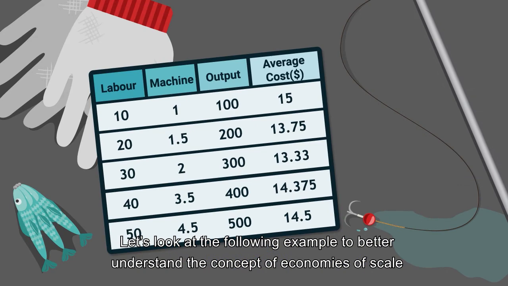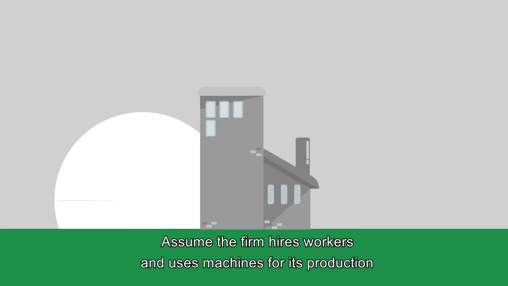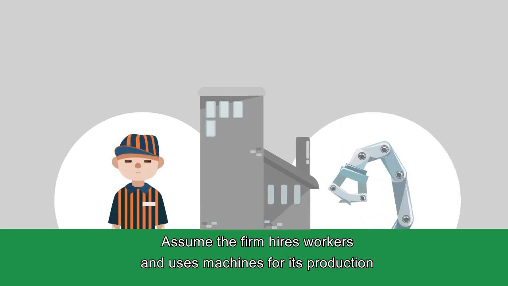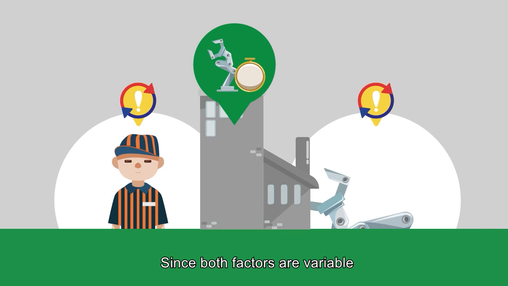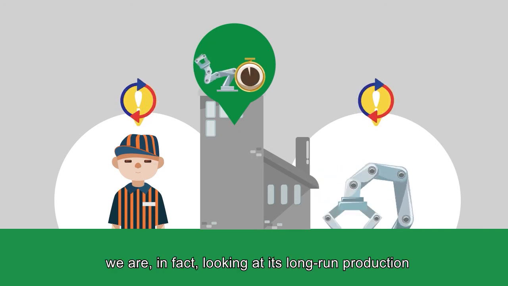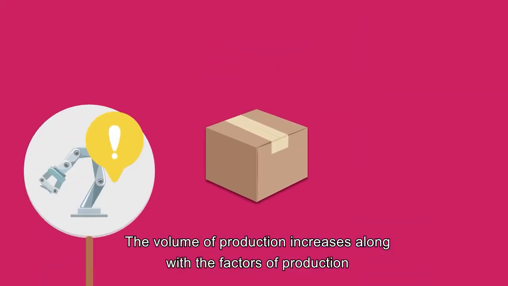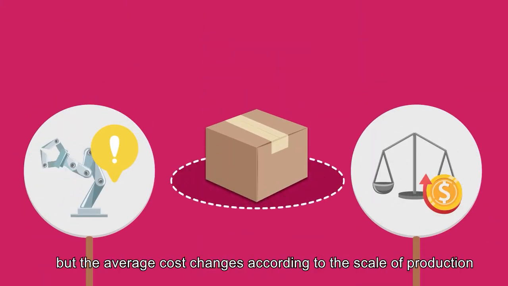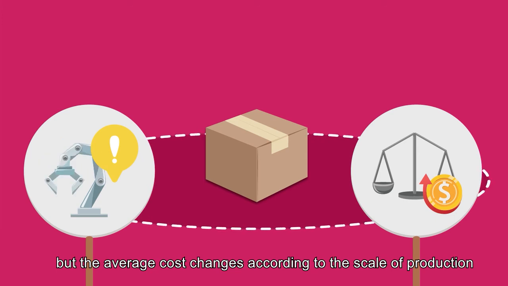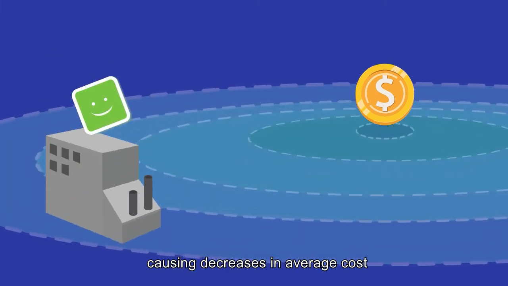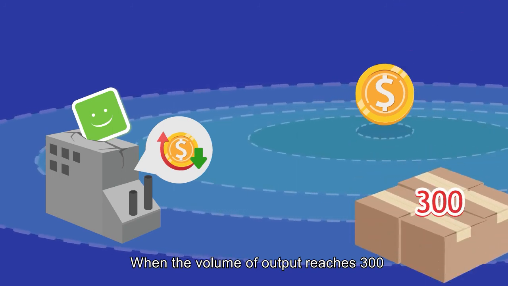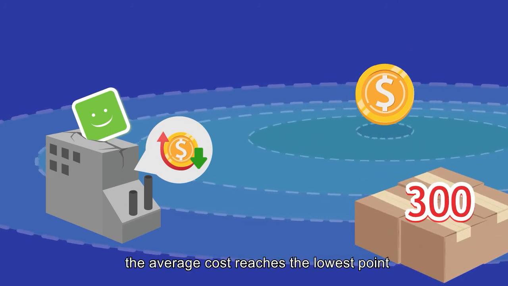Let's look at the following example to better understand the concept of economies of scale. Assume the firm hires workers and uses machines for its production. Since both factors are variable, we are, in fact, looking at its long-run production. The volume of production increases along with the factors of production, but the average cost changes according to the scale of production. In the very beginning, the firm can enjoy the advantages from economies of scale, causing decreases in average cost. When the volume of output reaches 300, the average cost reaches the lowest point.